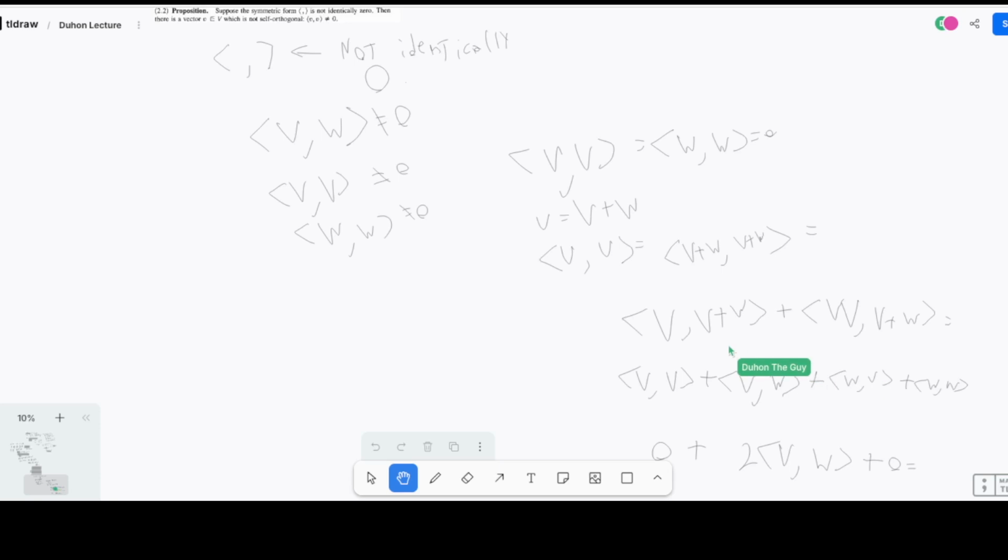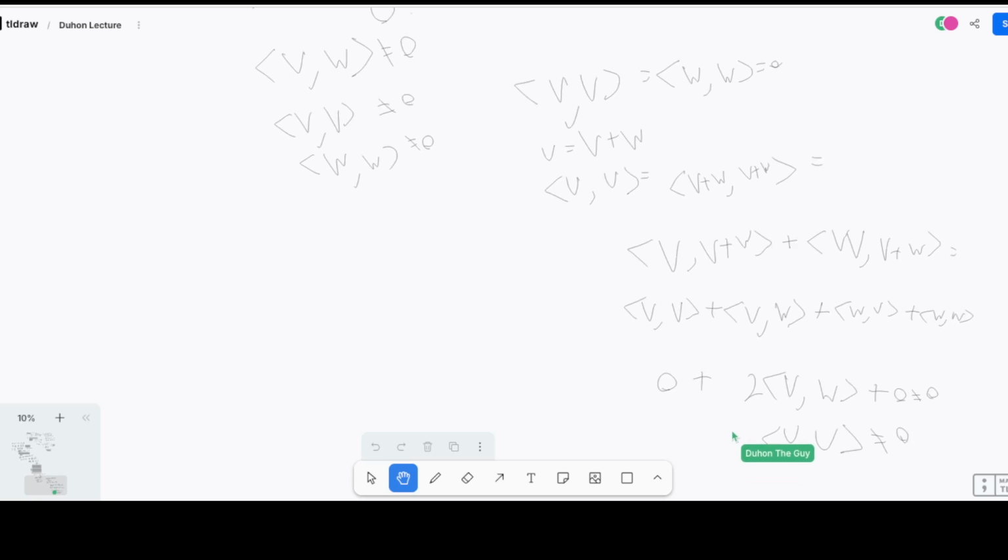Actually, what? No. These two are going to be different to 0, so this is different to 0. So that means that u with u is different to 0. There we go. We found the vector that we wanted to find all this time, that was not self-orthogonal, u with u different to 0. Congratulations. We finished the proposition. No proofs left for the viewer this time.